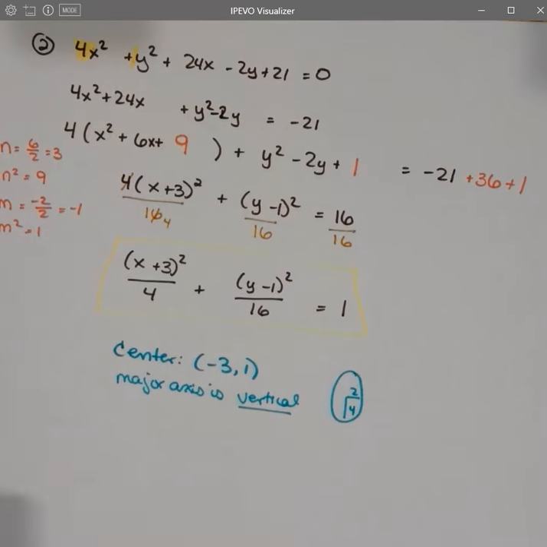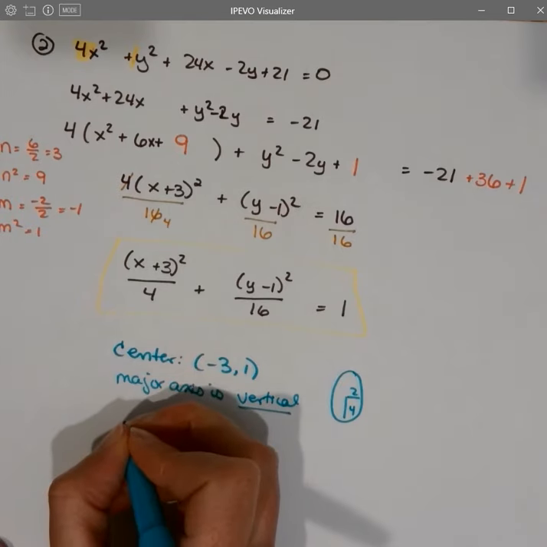Okay, so a few things that I know about this. At the center, I want to find the vertices and the foci, and then I can do the graph.